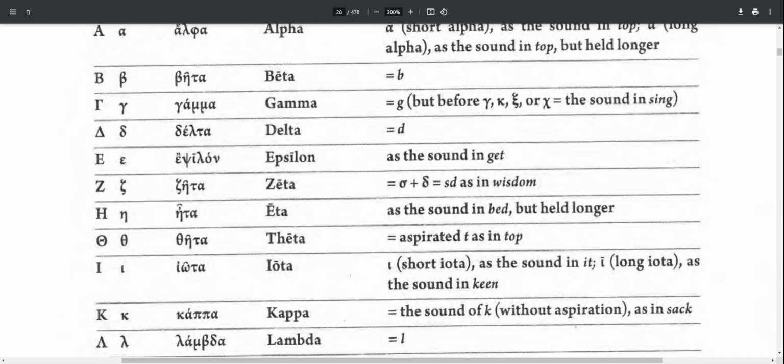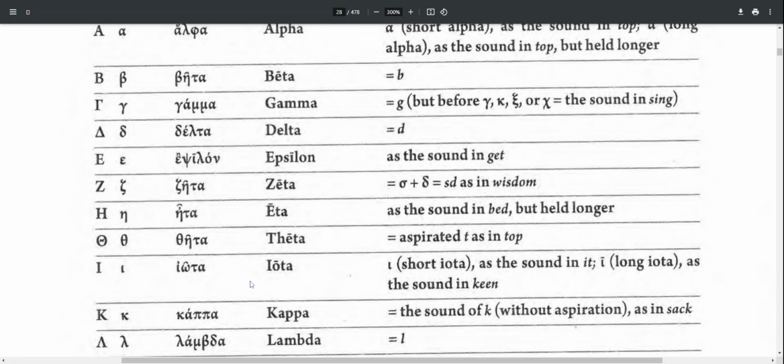And in modern Greek, it sounds like e. So its name in modern Greek is eta. The next letter is theta. Theta has an aspirated T, as in top. Some people will pronounce it like TH in think or thank you. In modern Greek, it's also pronounced like a TH. So they will call it theta in modern Greek.